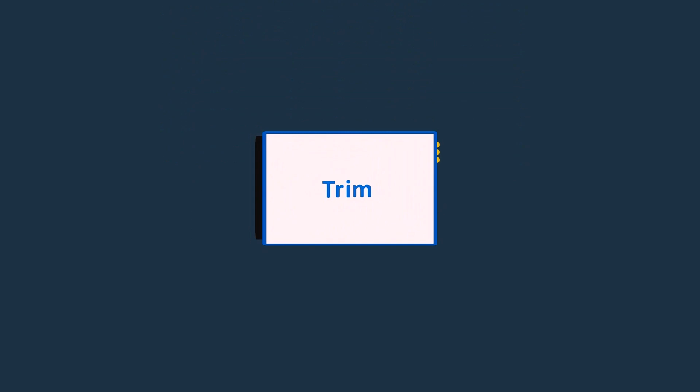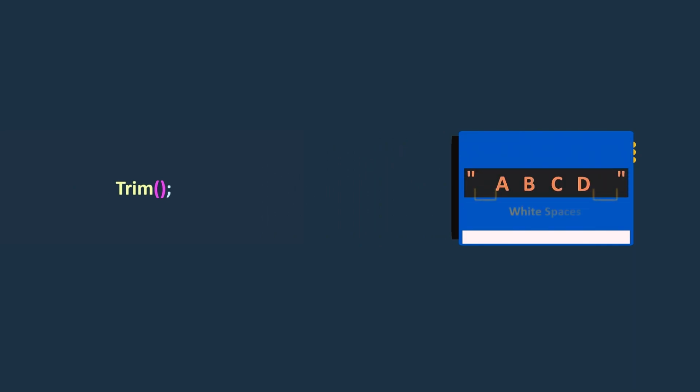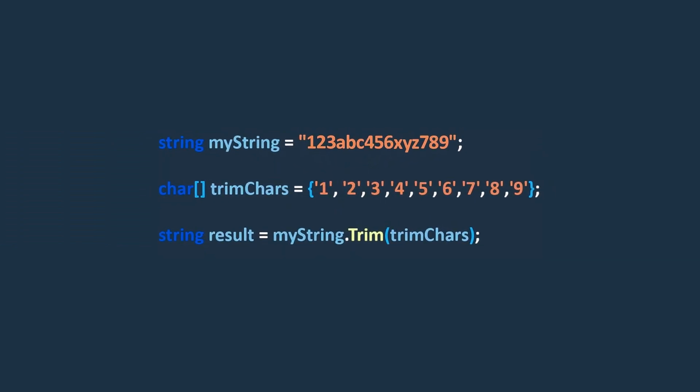Alright, the third method is Trim. Here's the syntax of the Trim method. This method is a combination of the TrimStart and TrimEnd methods, which means that it removes all leading and trailing occurrences of a set of white spaces or specified characters from the string. For example, the Trim method removes all digits from 1 to 9 from the start and end of the string.